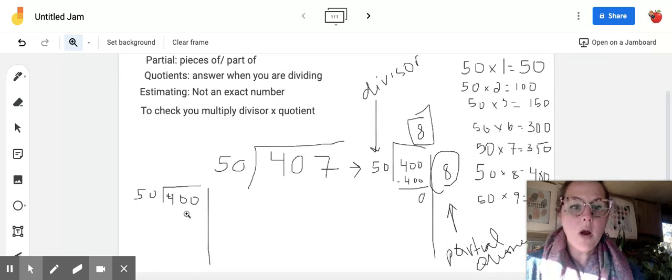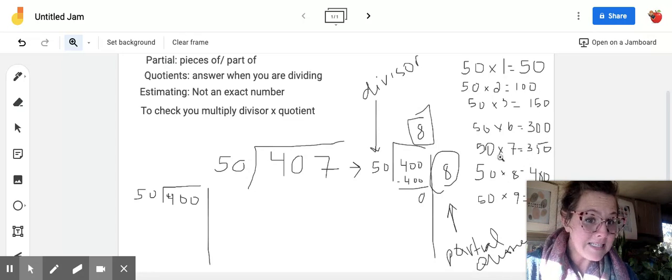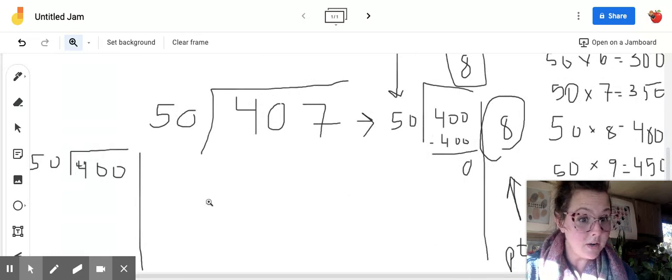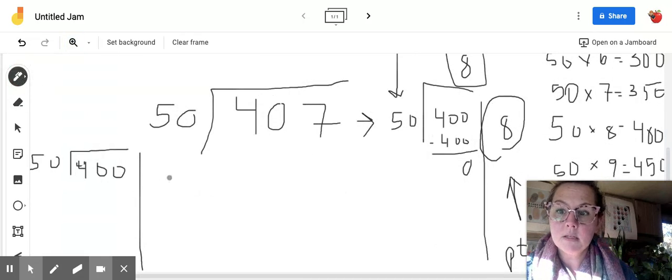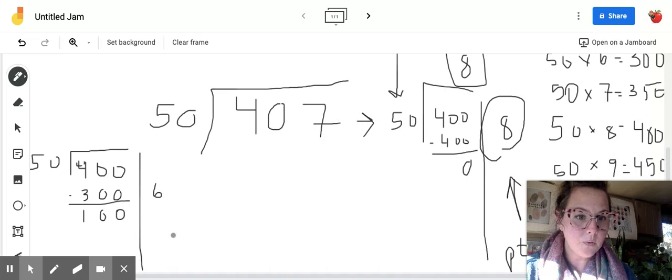All right, so 400. Let's look at our fact family. We've already done it. What if I said 50 times 6 is 300. That's close to 400. That feels good. So 50 times 6 is 300. We're going to put the 6 down here next to this line. 6 times 50 is 300. We know that because we know that 6 times 5 is 30. Now we're going to subtract. We're left with 100. Okay.